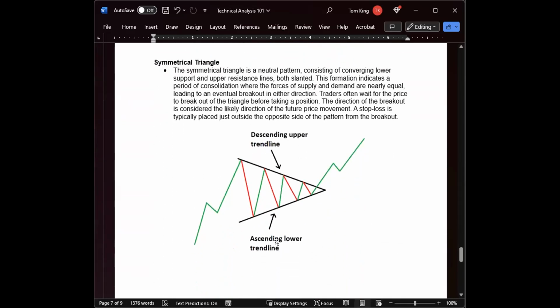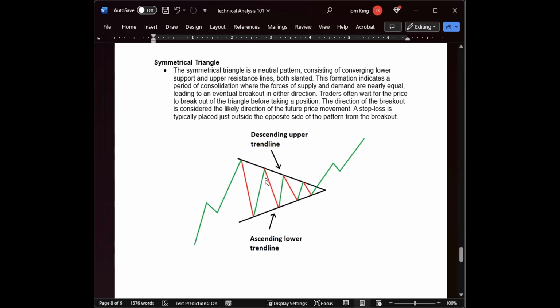The last one here on these would be a symmetrical triangle. So this one is really more of a neutral pattern. You've got lower ascending support, so you've got a rising trend line as well as a falling upper trend line. So really supply and demand, buyers and sellers are equal, and it's just coiling like a spring, tighter and tighter and tighter until it pops one direction or another.